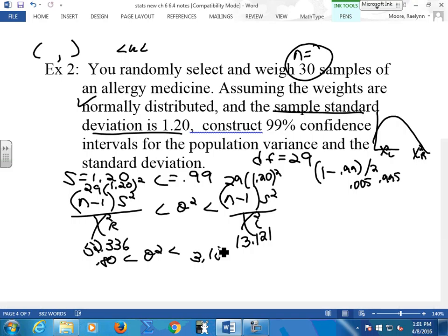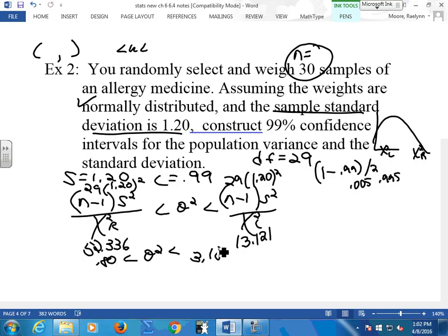What did it say on the wall? 0.80 less than sigma squared less than 3.18. Now, again, I want to be 99% confident that from this sample, I know that my population weights of these medicines, for all the allergy medicines, will fall between 0.80 and 3.18. I'm making an inference about the population based on my sample. Sorry, I said standard deviation, variance.